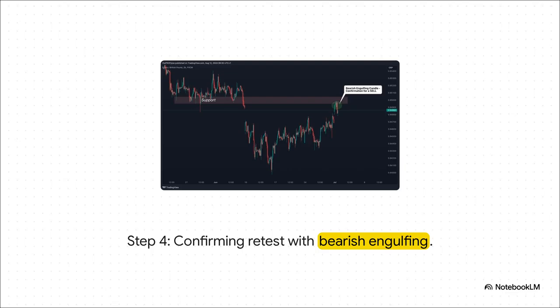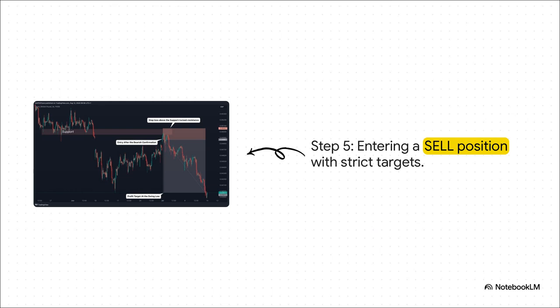safer entry point. Which brings us to our final step, step 5, enter the trade. Once you're fully confident that the retest is successful, which in this case is right after that bearish engulfing pattern closes, it is go time. You open a sell position to capture that downward momentum.